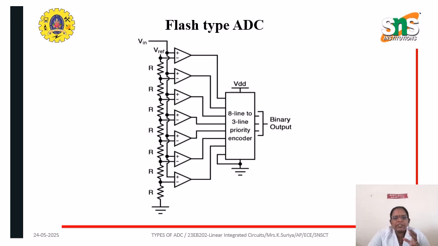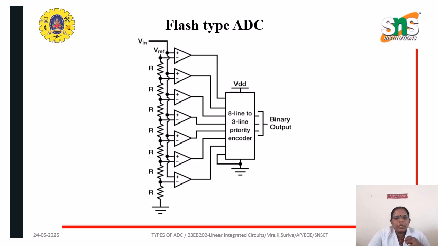The 3-bit flash type ADC diagram is shown here, which consists of a voltage divider network, 7 comparators and a priority encoder. The working is as follows. The voltage divider network contains 8 equal resistors. A reference voltage VR is applied across that entire network with respect to the ground. The voltage drop across each resistor from bottom to top with respect to ground will be integer multiples from 1 to 8 of VR/8.